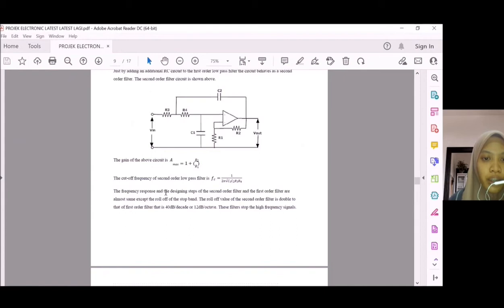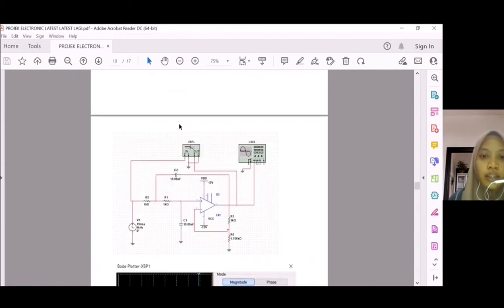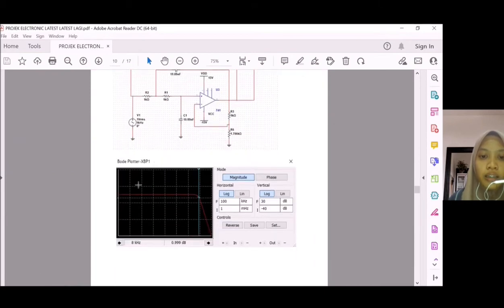The frequency response and the design steps of the second order filter and the first order filter are almost the same except for the roll-off in the stop band. The roll-off of the second order filter is double that of the first order filter, that is 40 dB per decade or 12 dB per octave. This filter stops the high frequency signal. Okay, this is my Multisim, I will show my Multisim.